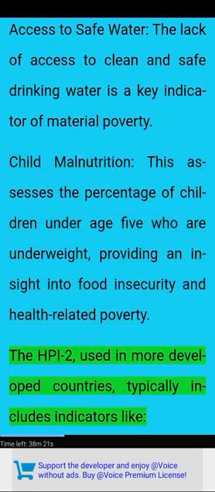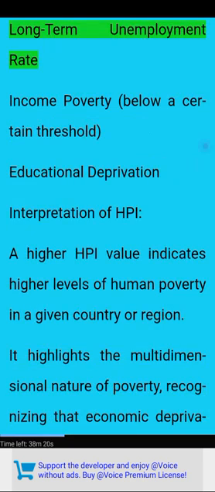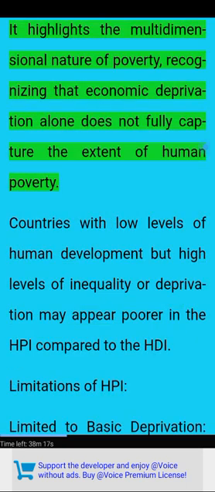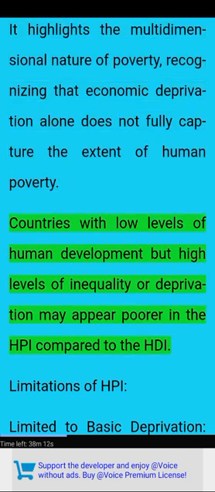and health-related poverty. The HPI 2, used in more developed countries, typically includes indicators like long-term unemployment rate, income poverty below a certain threshold, and educational deprivation. Interpretation of HPI. A higher HPI value indicates higher levels of human poverty in a given country or region. It highlights the multidimensional nature of poverty, recognizing that economic deprivation alone does not fully capture the extent of human poverty. Countries with low levels of human development but high levels of inequality or deprivation may appear poorer in the HPI compared to the HDI.